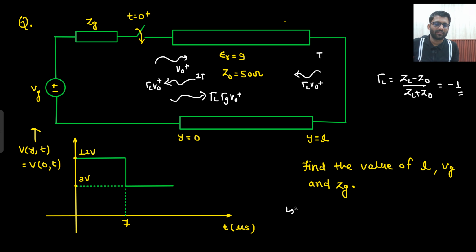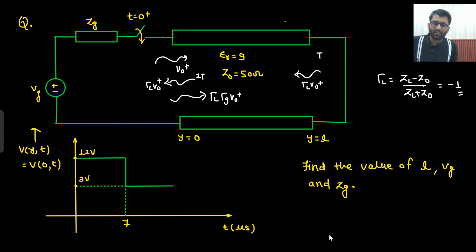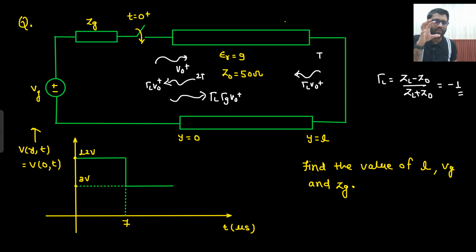So let's do it somewhere else. Okay, so 2t is equal to 7 microsecond, right? And what is t? To cover this length L with the speed Vp, how much time will it take? That is the time t. So distance upon speed, L by Vp. So L by Vp is equal to 7 microsecond, 7 into 10 to the power minus 6.